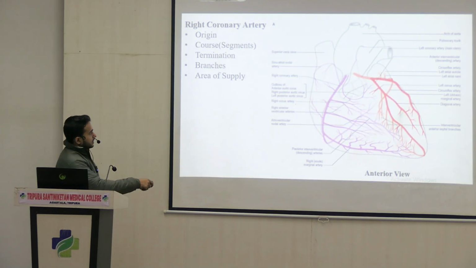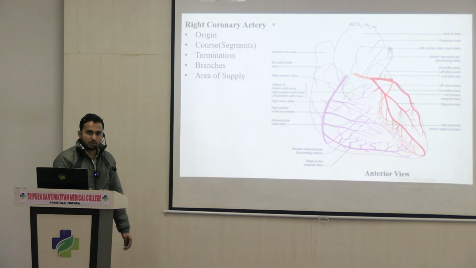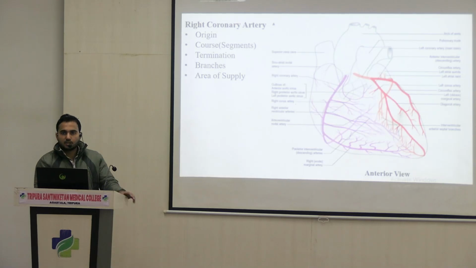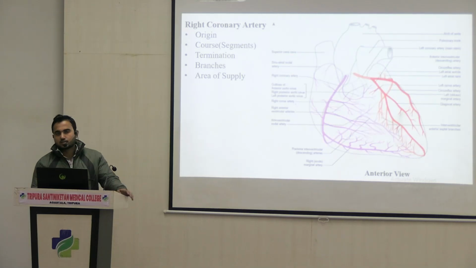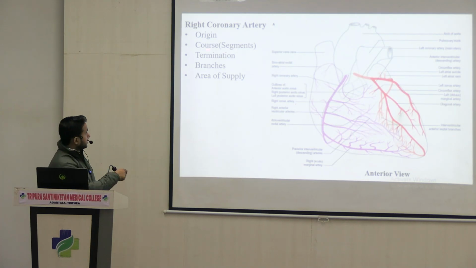Okay. So here you can see this is the ascending aorta. This is the arch of the aorta, and then here you will be getting the descending aorta. These are the 3 parts of the thoracic aorta. Now, as I have mentioned, from the right aortic sinus, this particular right coronary artery is arising. Once it arises, that means origin, after that the course, and then we'll discuss the segments.